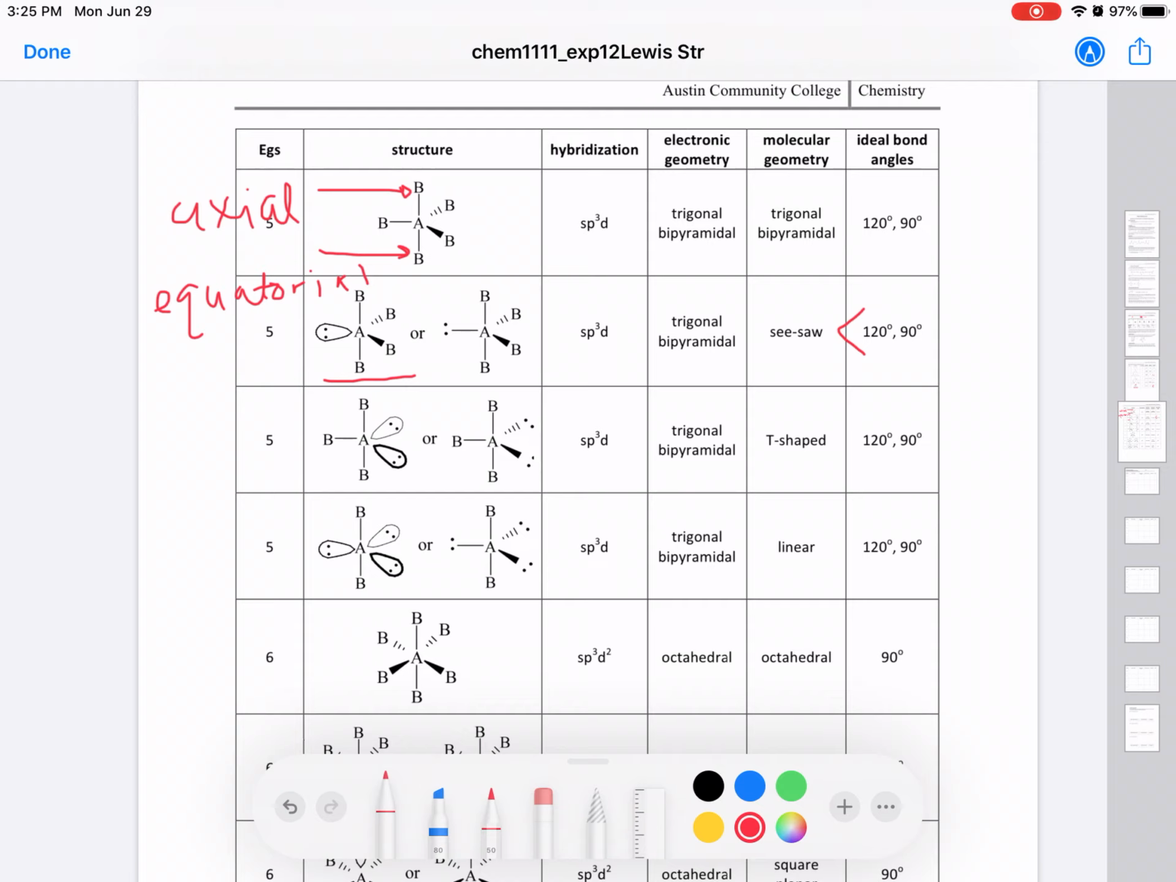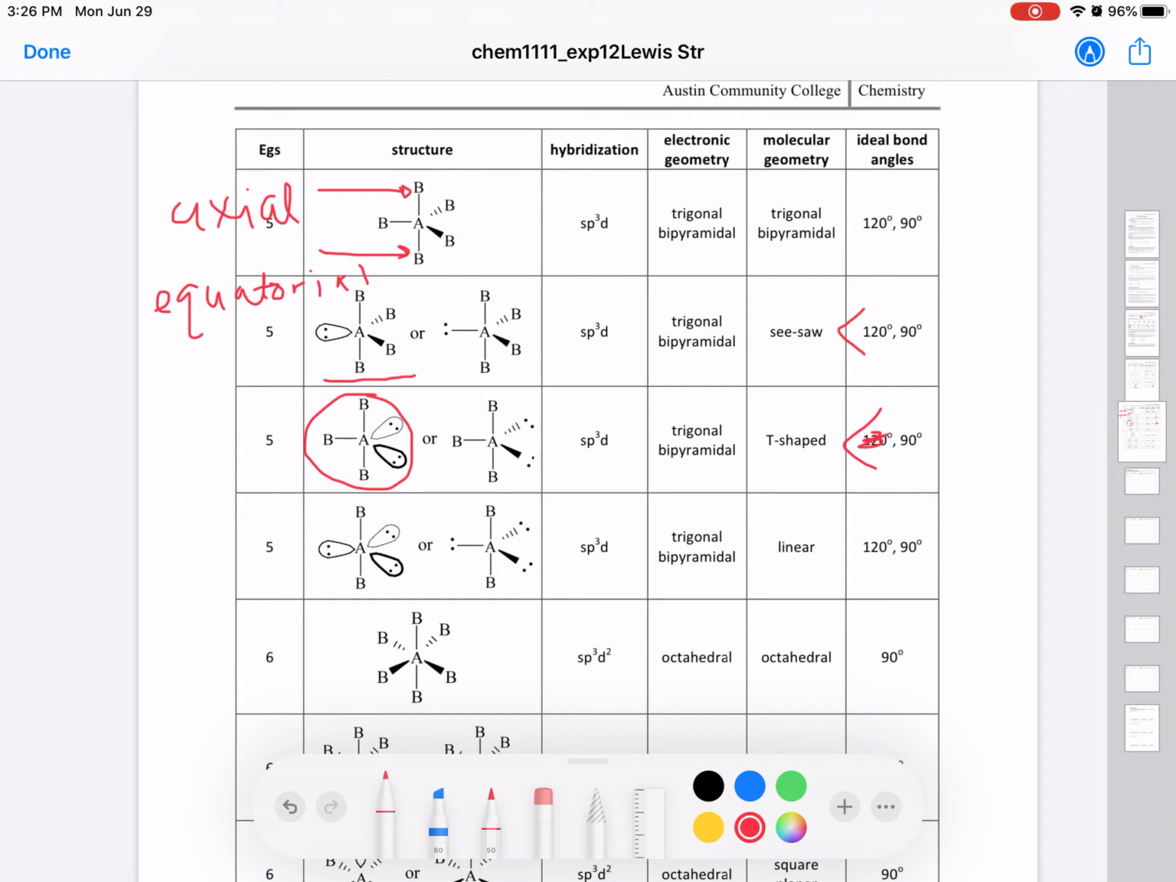So we still have the hybridization sp3d, since there are 5 electron groups. Electronic geometry would be trigonal bipyramidal. Molecular geometry would be T-shape. Right? So it looks like a T over here. And then the ideal bond angle is going to be 90. There's no 120. It's 90, but it's going to be less than 90. Okay.